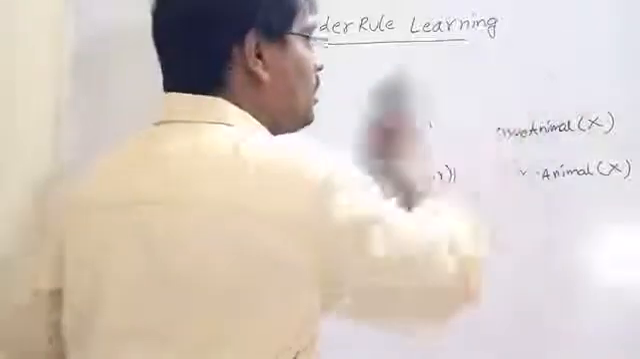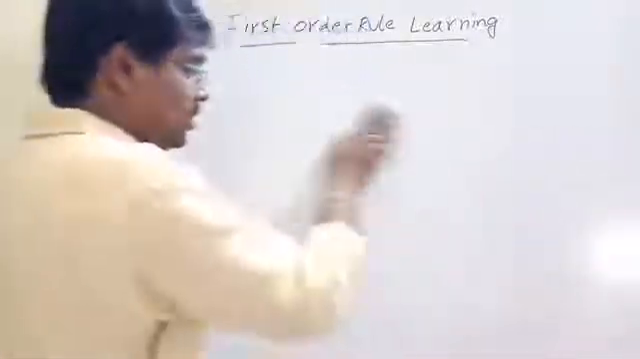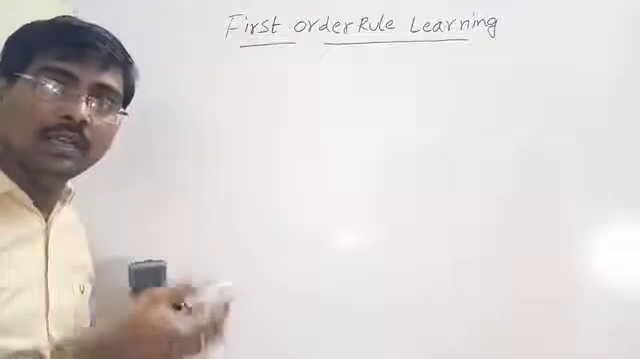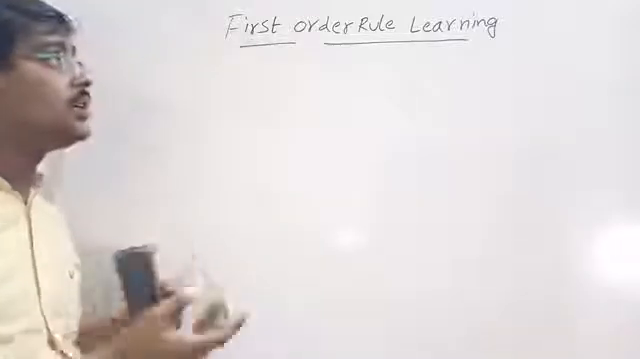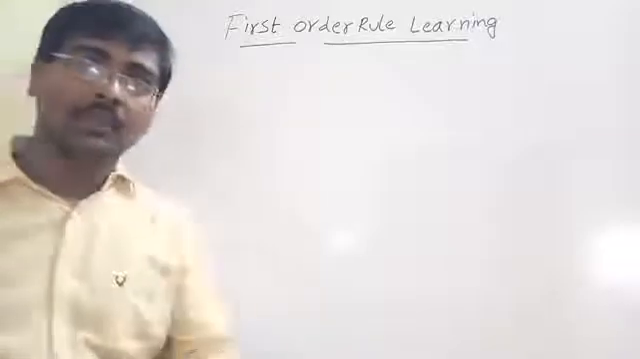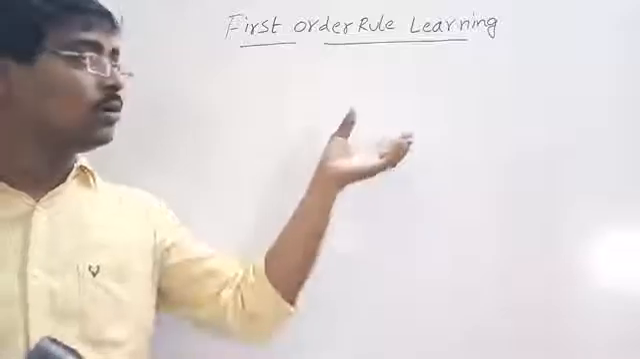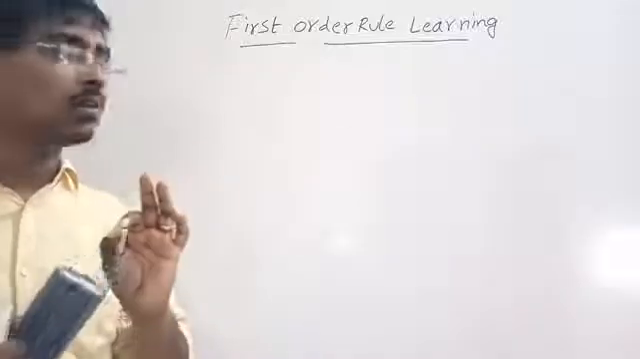Now what is our aim? We have to find the rule list by using first-order logic. We have to identify the first-order rule list. So we are using the same algorithms, that is, the learn rule list algorithm, and for a single rule we are using the learn rule algorithm.